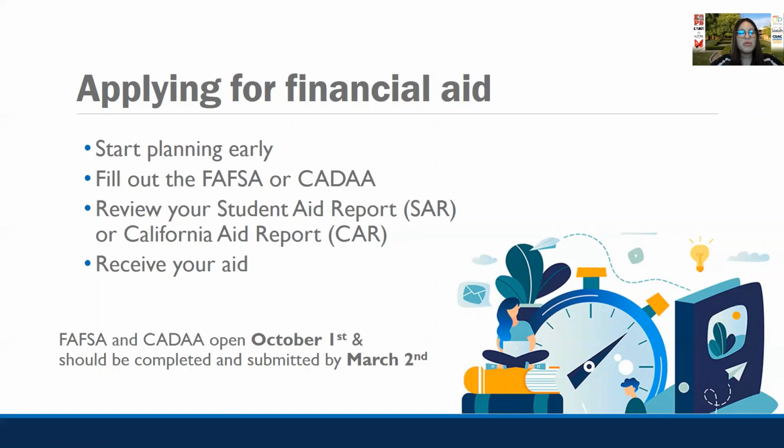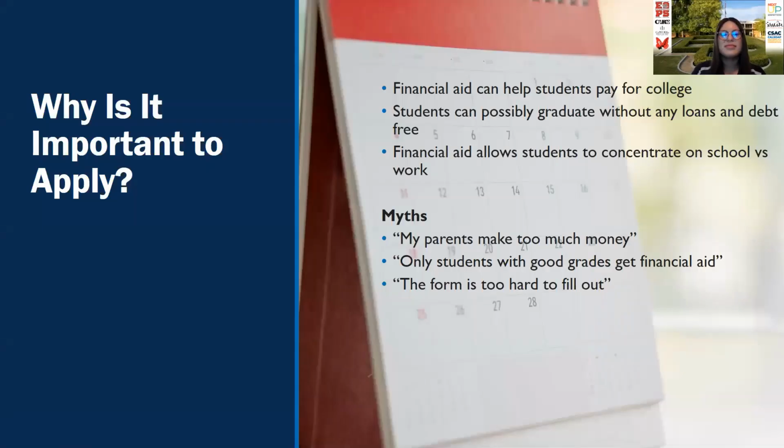And just as a friendly reminder, the FAFSA and CADA open up October 1st and should be completed and submitted by March 2nd. Let's go ahead and review what we've covered so far. So we went over the FAFSA application and the CADA application. We went over the types of financial aid, starting with gift aid, work, and loans. And now let's go ahead and touch on why it's important to apply to financial aid.